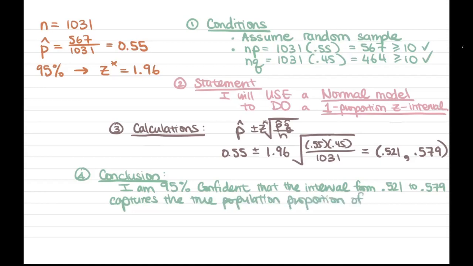of, and now I just look at the problem and see what we were trying to get. It says we are trying to get that confidence interval for the population proportion of adult Americans who believe that college education is essential for success. So I'm going to basically put that here: the true population proportion of Americans who believe college is essential for success.